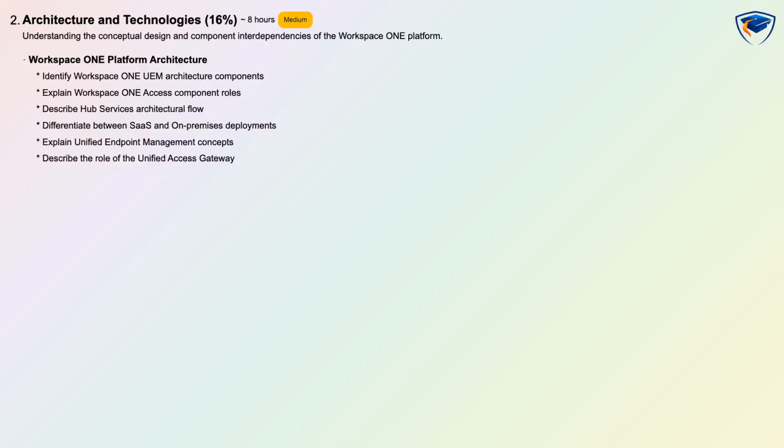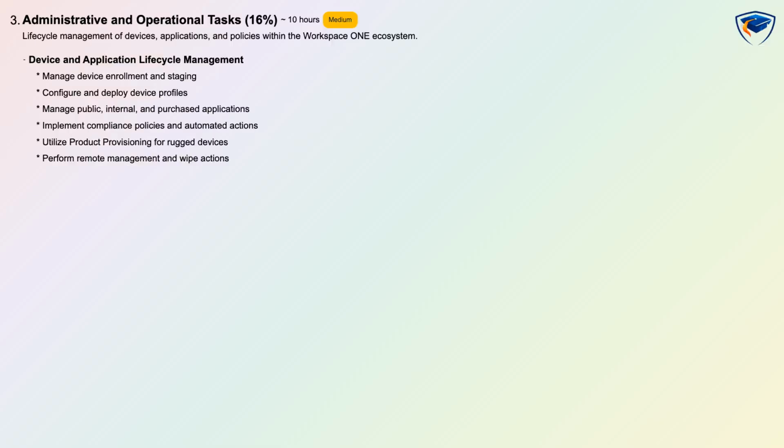You will differentiate SaaS and on-premises deployments, understand unified endpoint management concepts, and learn the role of the Unified Access Gateway in secure access. Administrative and operational tasks is 16% and deals with life cycle management of devices, applications, and policies within Workspace ONE. Difficulty is medium, with an estimated 10 hours of learning and scenario-based assessment.